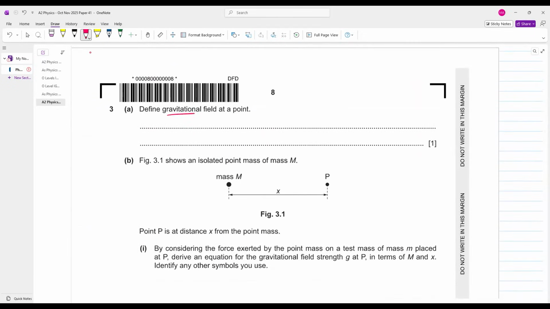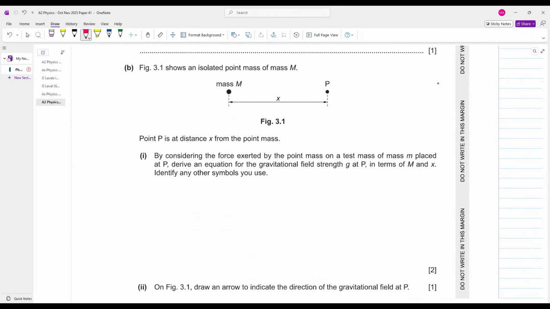Define gravitational field at a point. What is the definition of gravitational field at a point? Force per unit mass. This is your gravitational field definition.